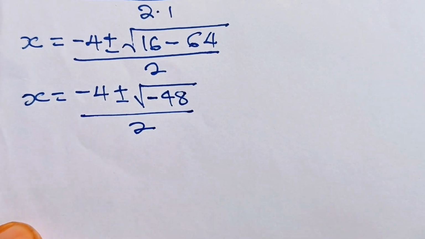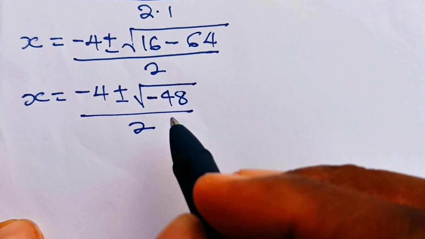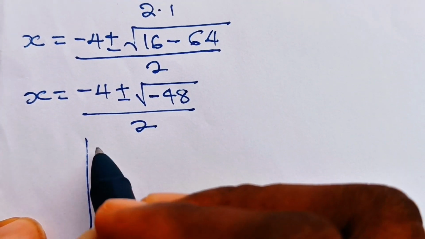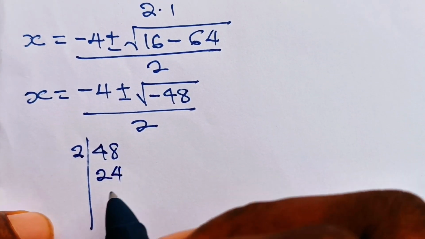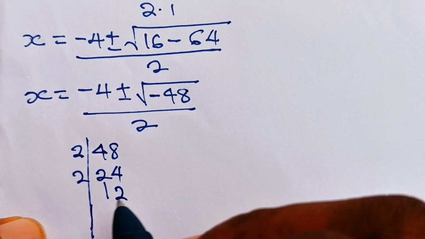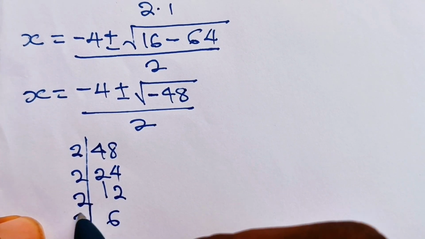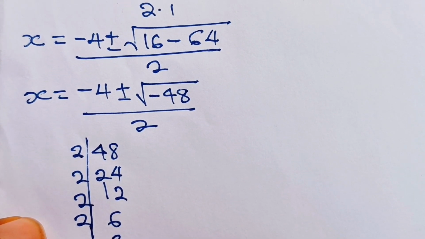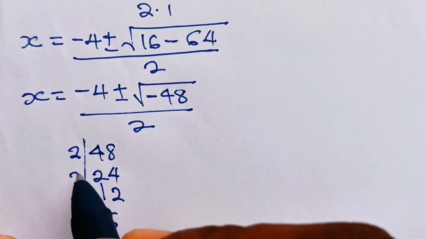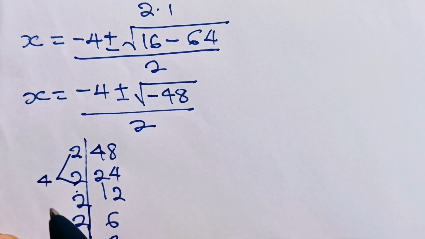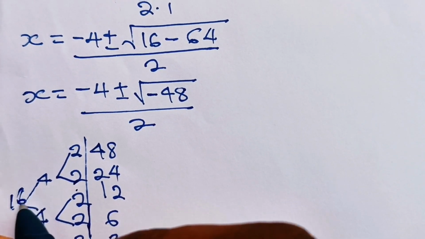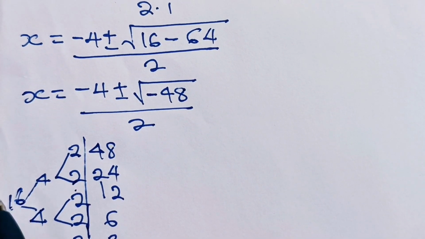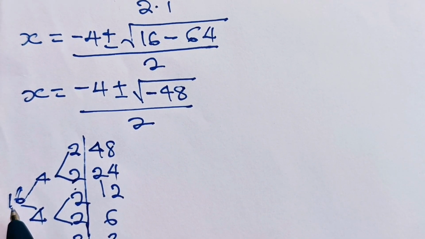Okay, so this 48, let's simplify it first. We have 48. When 2 divides 48, we have 24. If 2 divides 24, we have 12. If 2 divides 12, we have 6. If 2 divides 6, we have 3, and then we have extra 3. So let's pick 2 times 2 is 4, 2 times 2 is 4. So 4 times 4 will give us 16. So this shows that the perfect square we are going to use to multiply our 3 is 16.